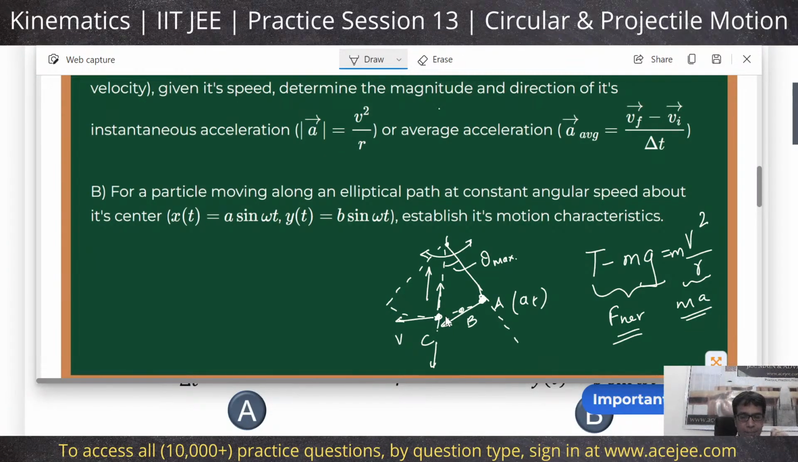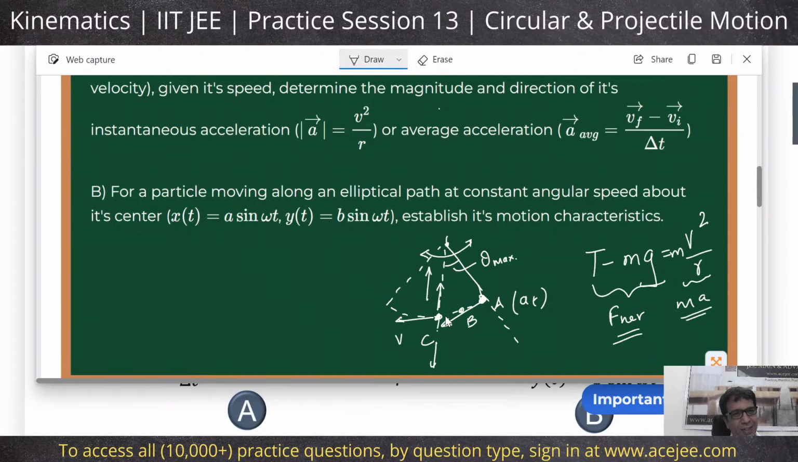Sir, why is there no radial acceleration at A? Because it has stopped at that point. The pendulum oscillates, goes to the farthest point, stops there, and comes back. V is 0. When V is 0, V square by R must be 0.